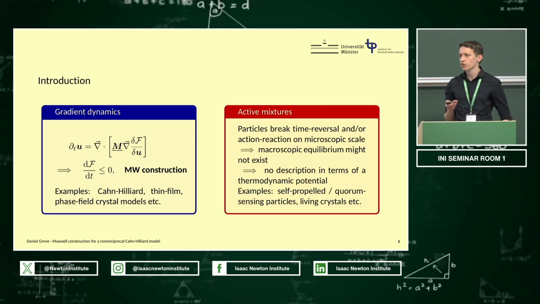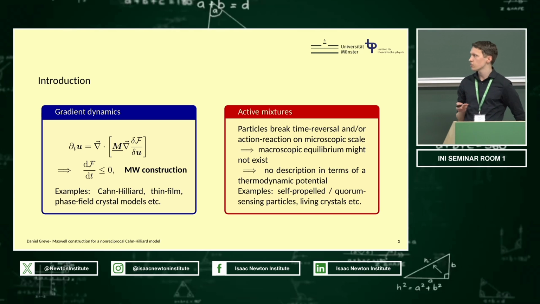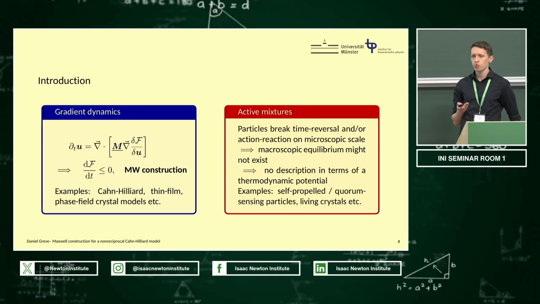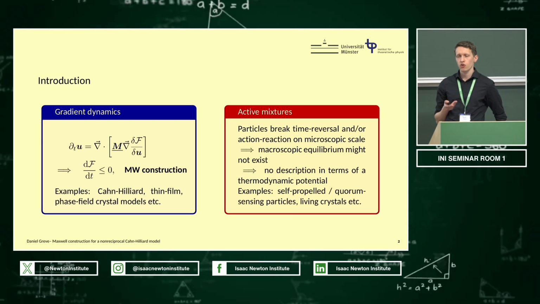And this has very important consequences for these kinds of theories. Everything is thermodynamically consistent, and therefore the energy has to decrease. And what's also interesting is that you can always do a Maxwell construction. So you can talk about phase coexistence in a very canonical way. Examples for these models are Cahn-Hilliard models, thin film models or phase field crystal models. So there are various models that you can write down once you know the energy.